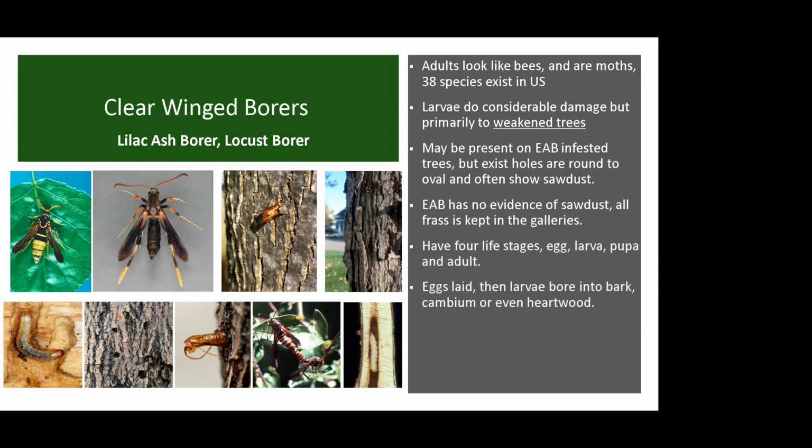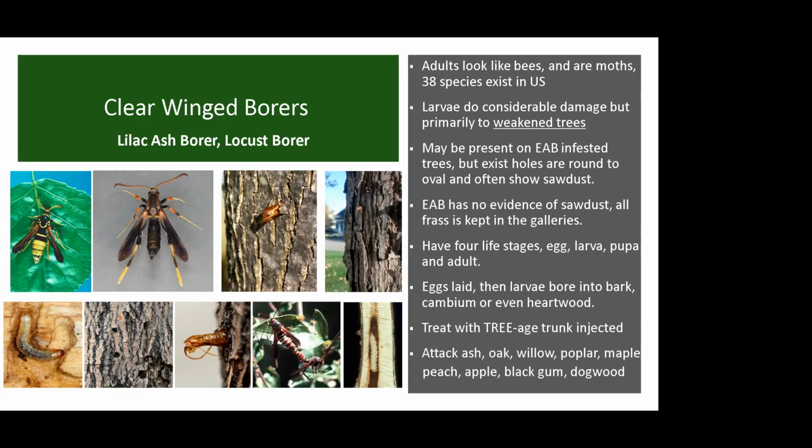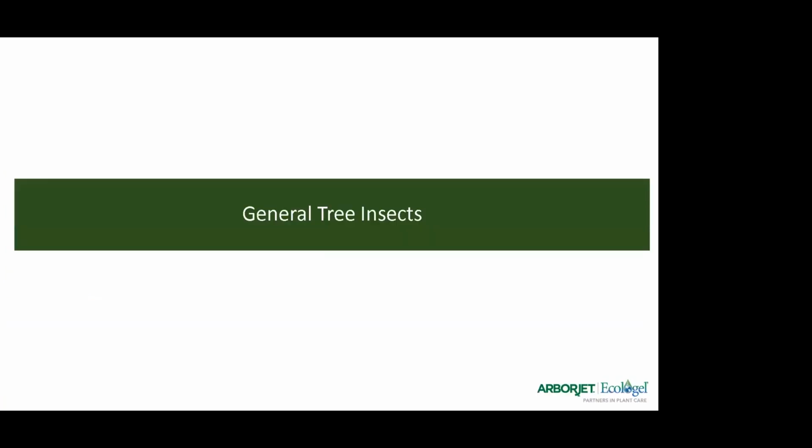They go through complete metamorphosis. An egg is laid, then the larva bores into the bark, sometimes even as deep as the heartwood. Triage will work effectively there. And as you can see, they have a wide range of host species from ash, oak, willow, poplar, maple, peach, apple, black gum, and dogwood. So these are very, very common. Again, they look like bees, but they're moths, clear-winged borers. And that is all I've got on borers.